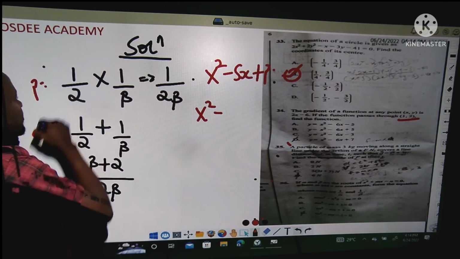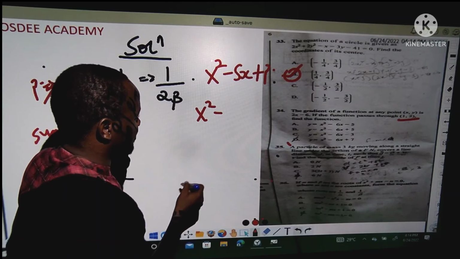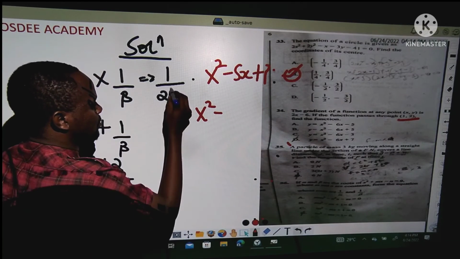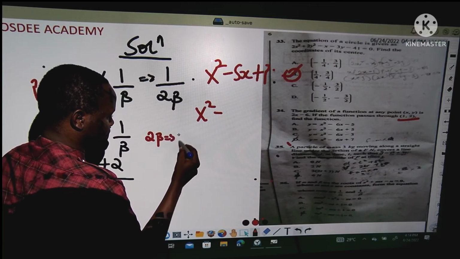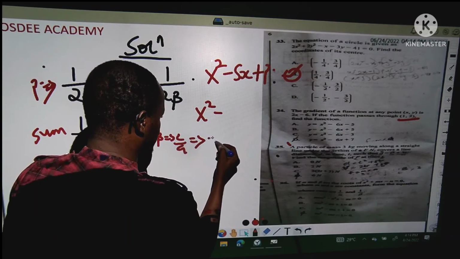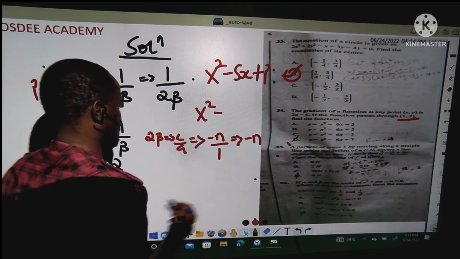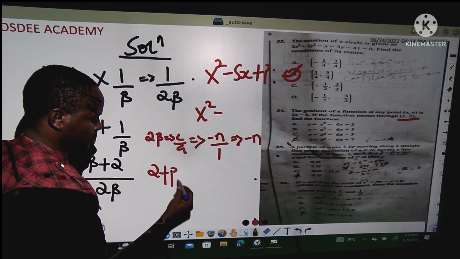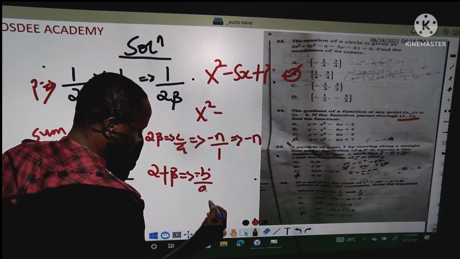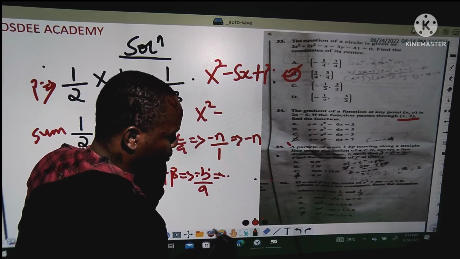The program is hanging, and it's back. Now, recall from junior classes that alpha beta is c over a. Check your quadratic equation, be careful: c is minus n, and a is 1, so alpha beta is minus n. Then alpha plus beta is minus b over a. Minus b is the coefficient of x, which is m, so minus m over 1 is minus m.